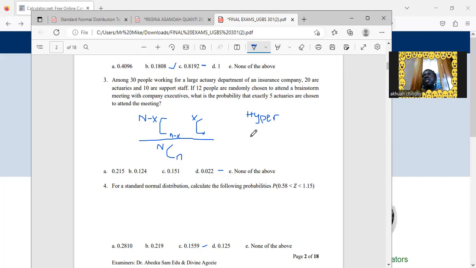A part of the entire population. So let's say in UGBS 301, we have 50 students. Out of the 50 students, we have 30 BSc students. So that 30 is out of the entire population. You get it? So the 30 is the part of the entire population, and that's the capital X.